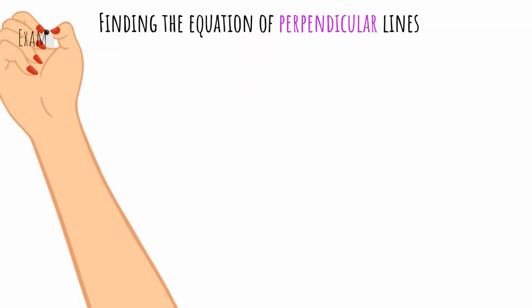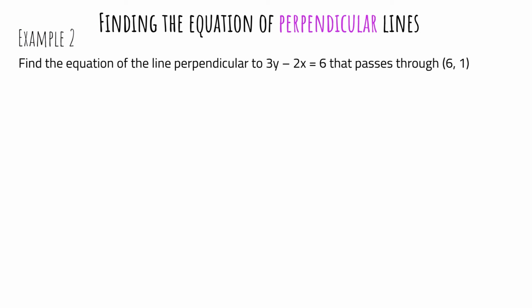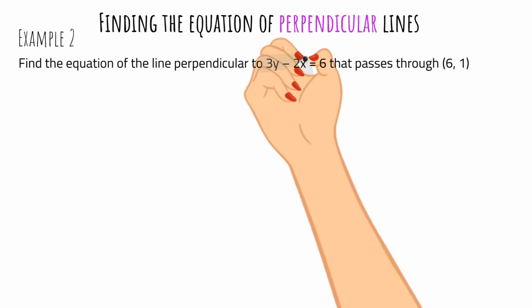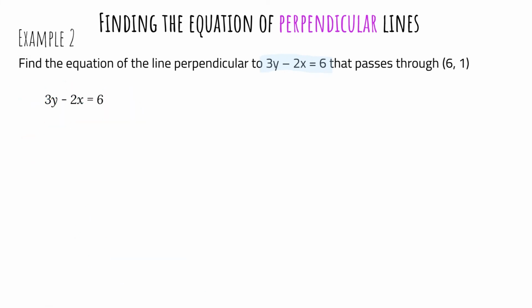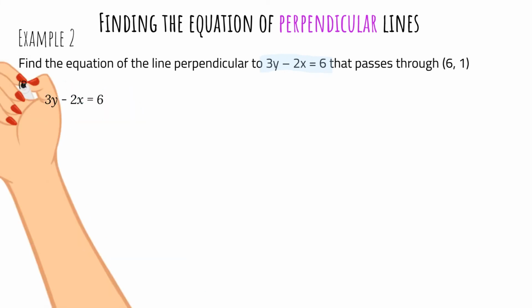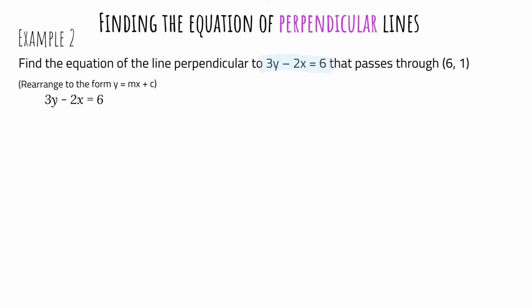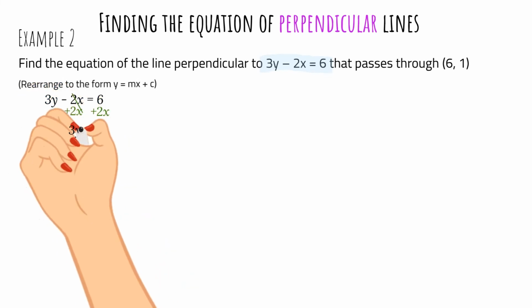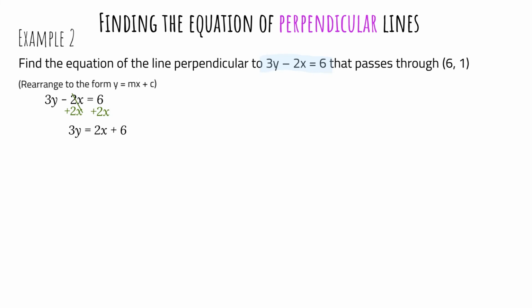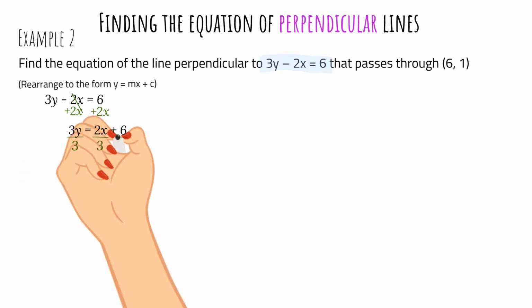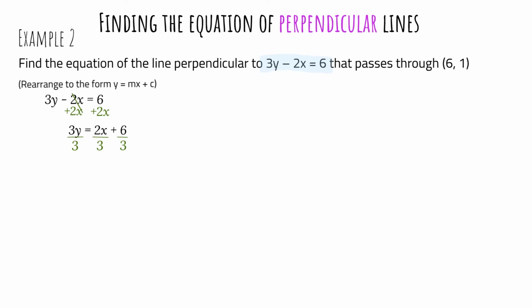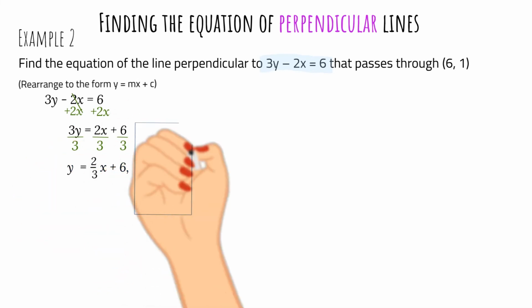One more example then, and this one's going to be a very tricky one. So I need to find the equation of a line perpendicular to this horrible looking line and that passes through the coordinates (6, 1). Well, the problem with this line is we don't know by looking at it the gradient. So I need to rearrange it to put it into the form y equals mx plus c. So I want y on its own on one side, so I'm going to plus 2x to both sides. And that leaves me with 3y on its own. So to make it just y, I'm going to divide every single term by 3. And I am left with y is equal to 2/3 x plus 6.